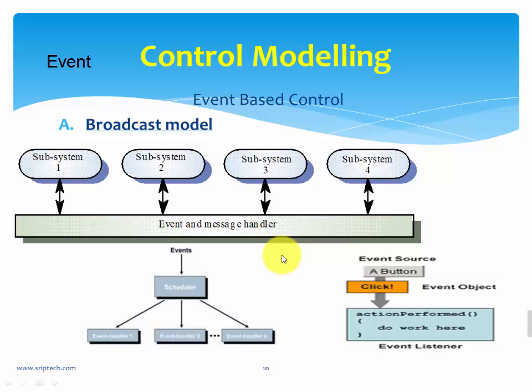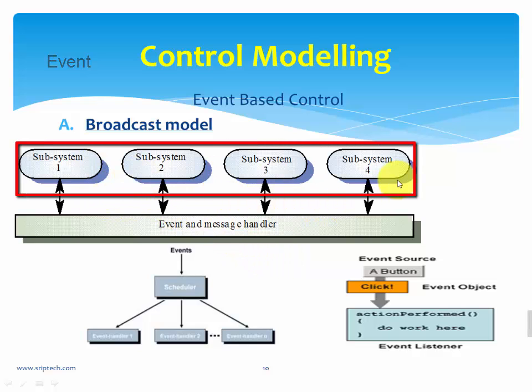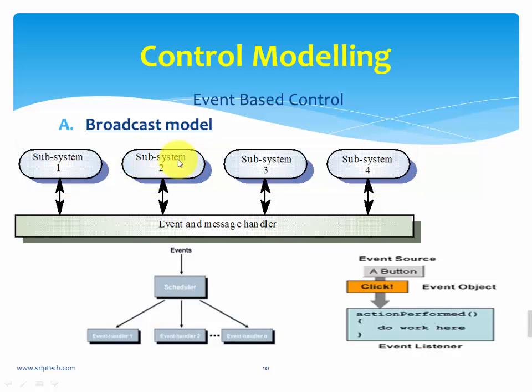When there is an event happening, that event is broadcasted to all the subsystems. If a subsystem is programmed to pick up the event and perform a process, that subsystem will actually pick up the event and perform a process on that particular event. Those subsystems which are not programmed to pick up the event are just listening to the event and they will keep quiet. Now this is an example of a broadcast model.